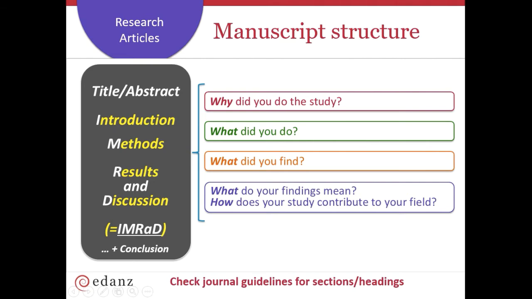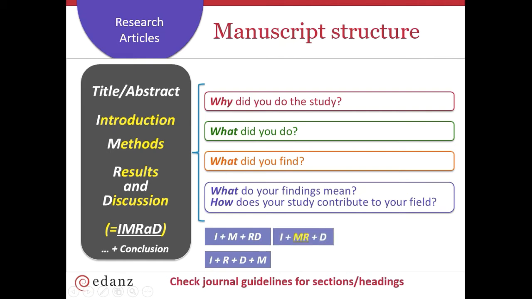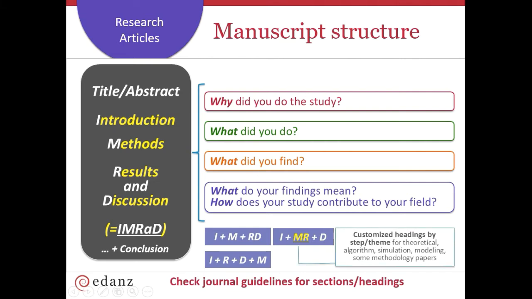Check the journal guidelines for its required structure for research papers, because sometimes the results and discussion are combined, the methods may be moved to the end, or between the introduction and discussion or conclusion, there may be flexibility in the section names, especially for theoretical or modelling papers.